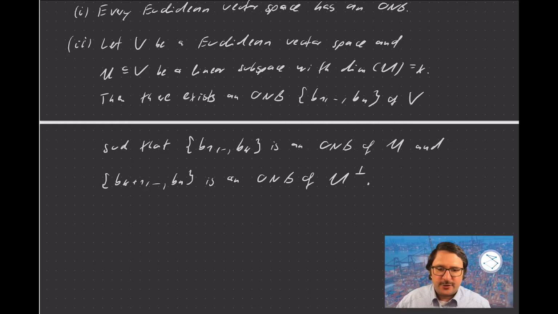And this answers the question of how to compute a basis for an orthogonal complement. You start with a basis of U. You extend it to have a basis of V, and then you apply Gram-Schmidt orthogonalization. Now, the first part, the basis of U, will turn into an ONB of U, and the rest will then be an ONB of U ortho.